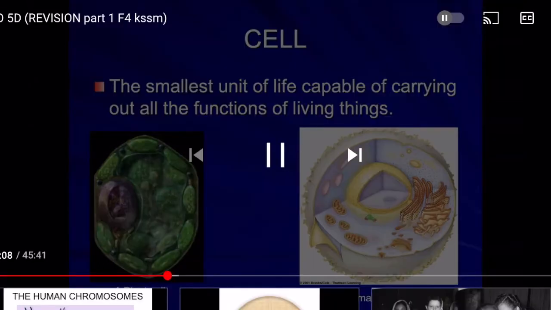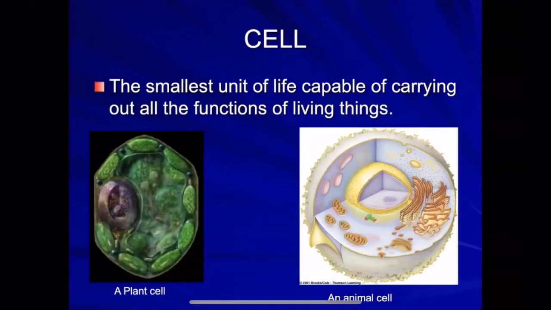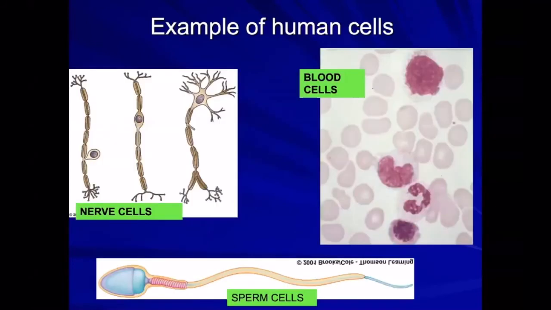Okay, cell is the smallest unit of life capable of carrying out all the function of living thing. So there are two types of cell: plant and also animal cell. Okay, so this is the example of cell. Okay, nerve cell, blood cell, sperm cell, and so on. Okay, you should know the function of each cell. For example, sperm cell, the function is to what? Okay, I think this one is very important for you to know yourself.